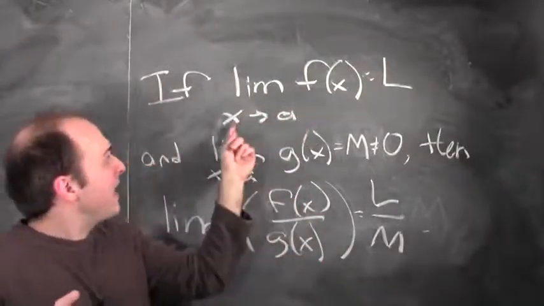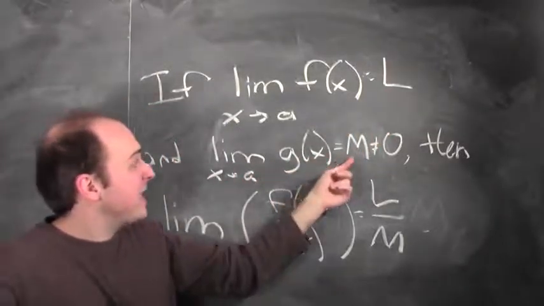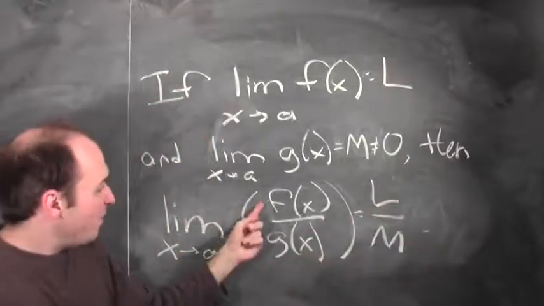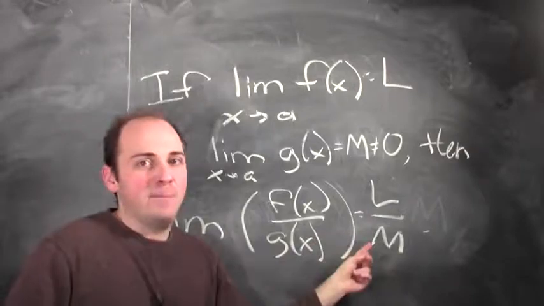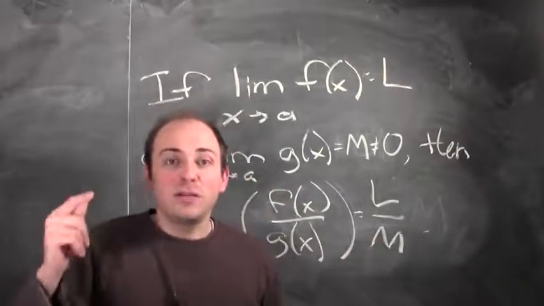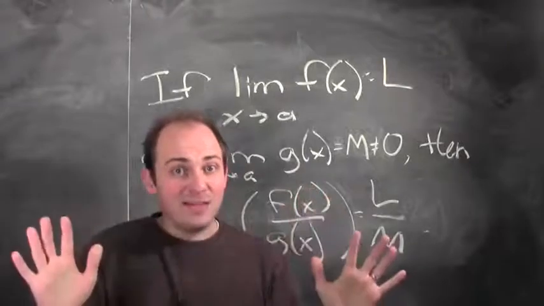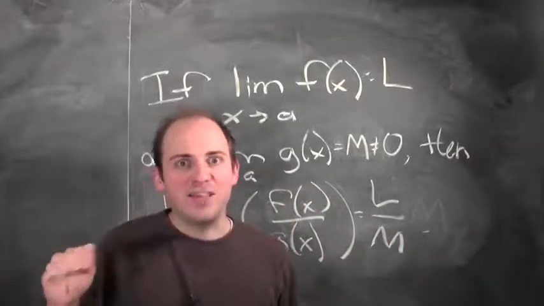If the limit of f of x as x approaches a is L, and the limit of g of x as x approaches a is m, which isn't 0, then the limit of f of x over g of x as x approaches a is L over m. In other words, the limit of the quotient is the quotient of the limits, provided those limits exist and the limit of the denominator is non-zero.